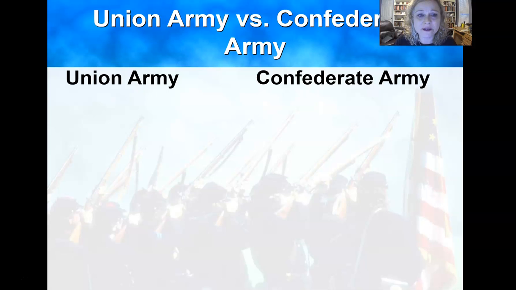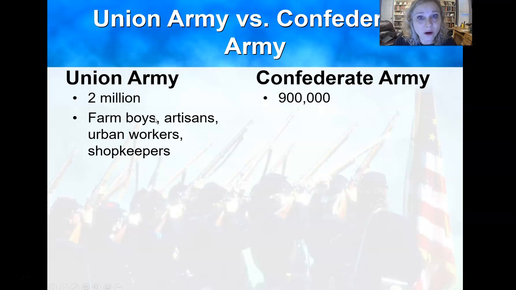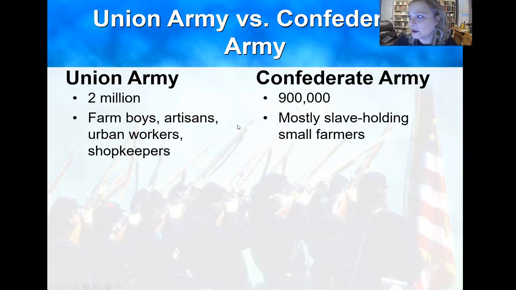Now, their armies were a significant difference, too. You had 2 million Union Army and 900,000 Confederate. The people in the Union, mostly poor, okay? In the Confederacy, also mostly poor, okay? Small farmers, slaveholding, only about 25% of all people in the South at this time actually owned slaves, but the people that owned slaves really control and run the government at that point.